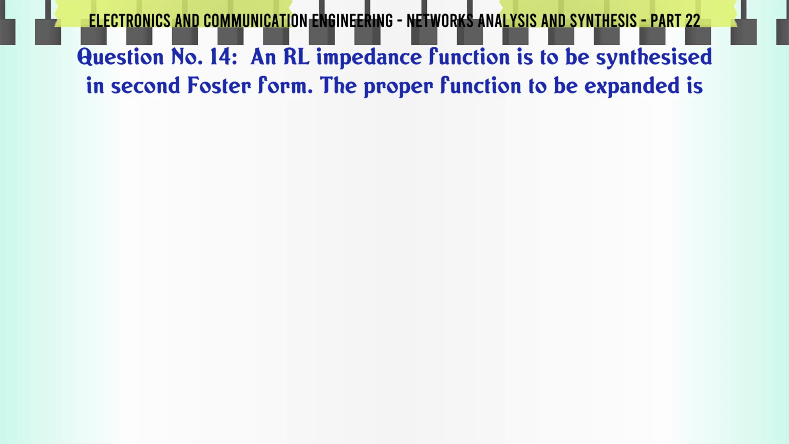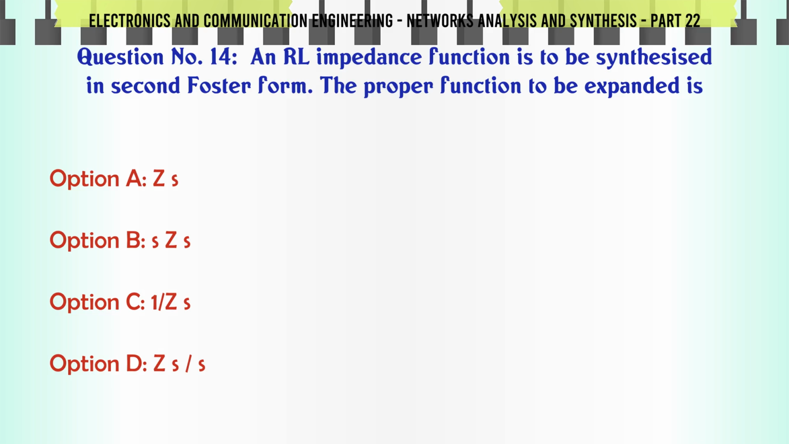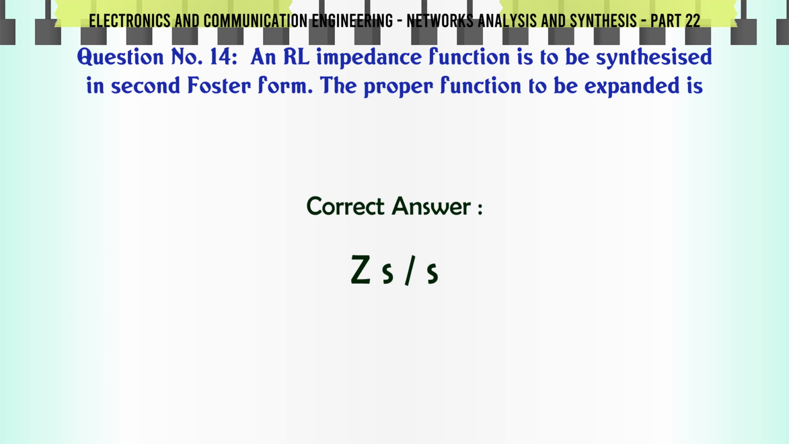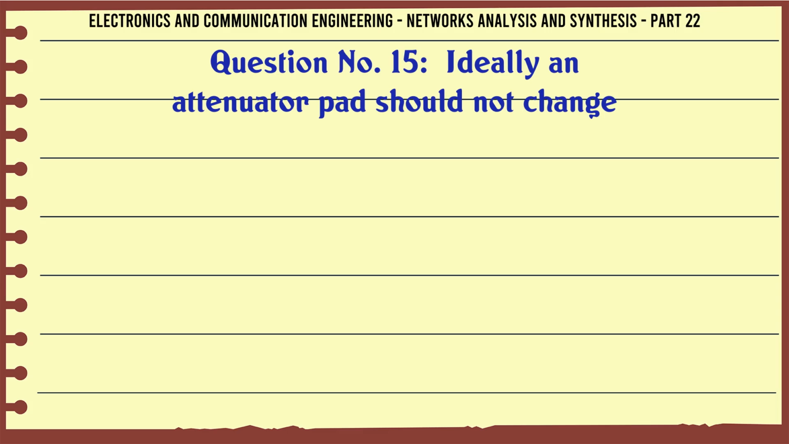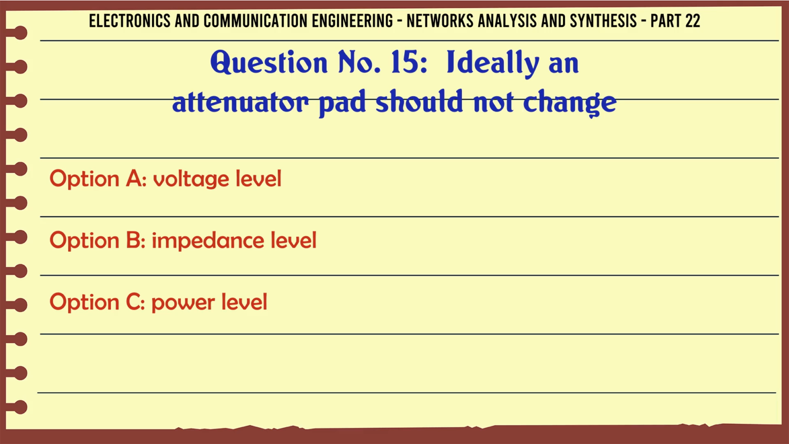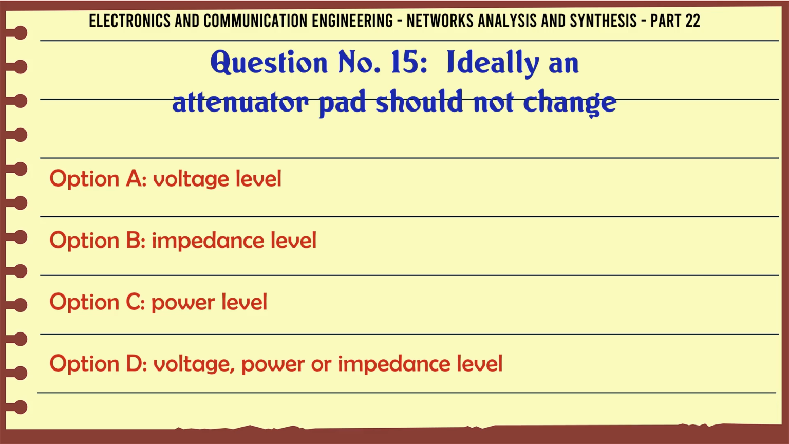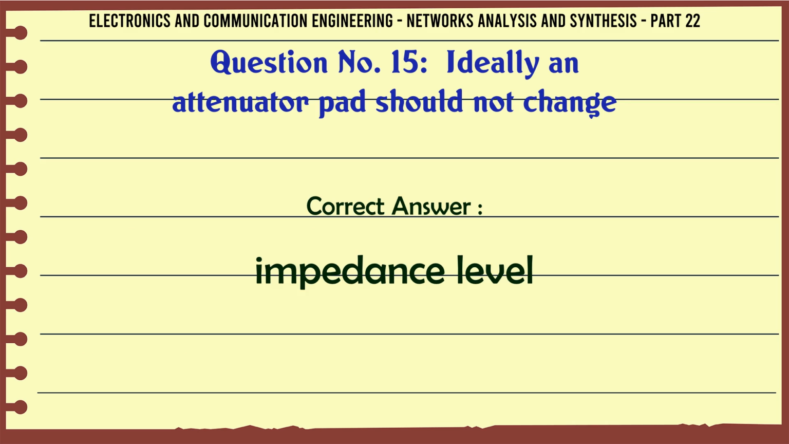An RL impedance function is to be synthesized in second Foster form. The proper function to be expanded is A. Z(s), B. sZ(s), C. 1/Z(s), D. Z(s)/s. The correct answer is Z(s)/s. Ideally an attenuator pad should not change A. voltage level, B. impedance level, C. power level, D. voltage, power or impedance level. The correct answer is impedance level.